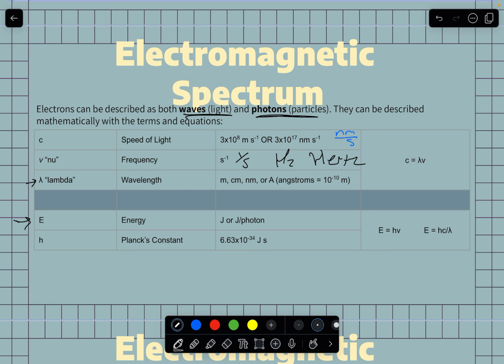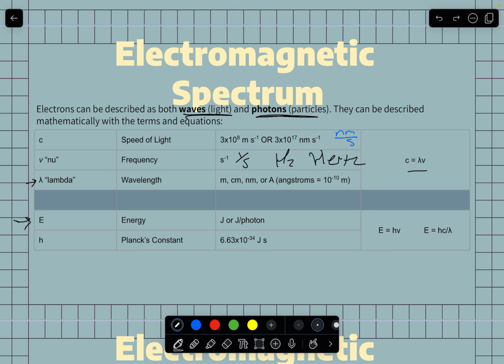And then h is Planck's constant. It is a constant. It's always 6.63 times 10 to the -34 joule seconds. That is on your reference sheet, so you don't have to memorize that. You don't have to memorize constants. All right, so the math we're going to use for that is right here on the right.